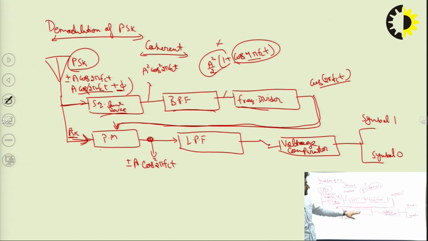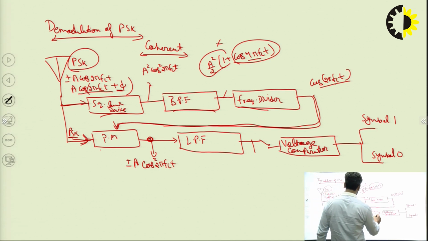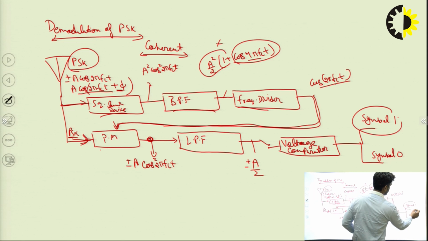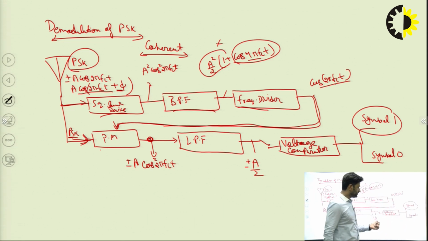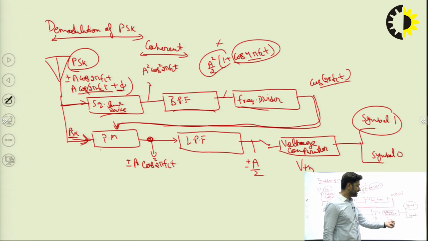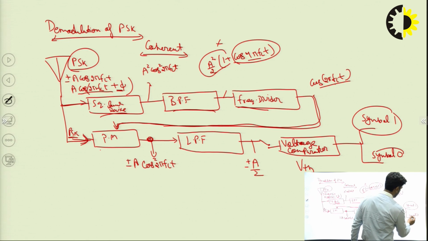After that, we are passing to the low pass filter. The low pass filter will give you plus A or minus A by 2. Now if plus voltage is there, symbol 1 is identified. If minus voltage is there, we will set the VTH here. If it's less than VTH, minus will be there, and symbol 0 will be identified.